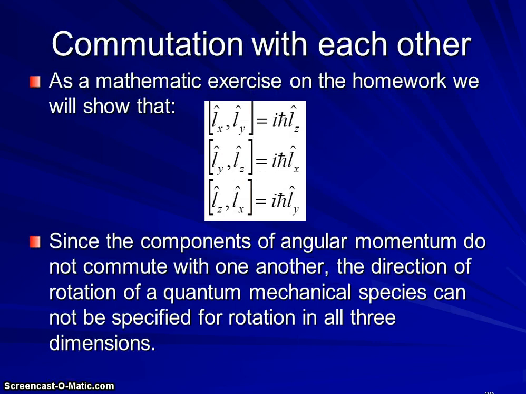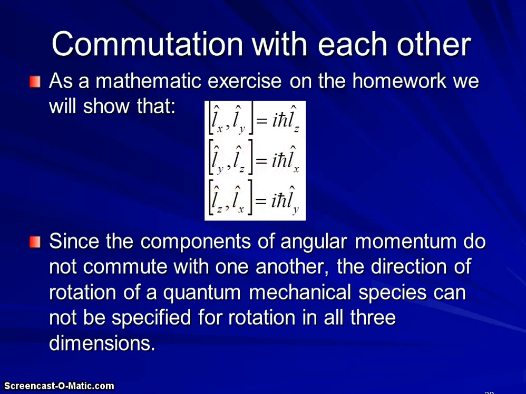We can go ahead and show mathematically that none of these three operators commute with one another, and in fact their commutators are related to each other. The commutator between the x and the y angular momentum is i h bar times the z angular momentum, and then for y and z it's i h bar times the x, and so on for z and x.